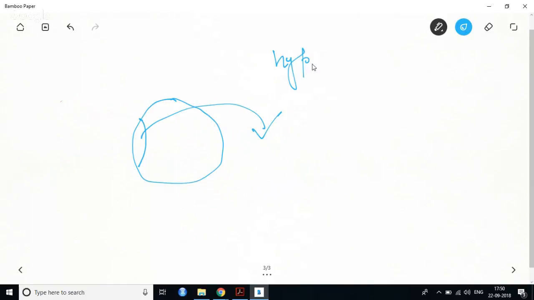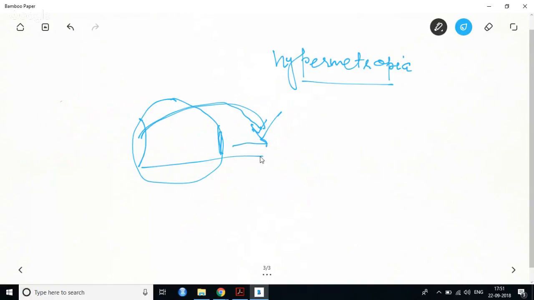In hypermetropia, suppose this is the human eye and this is the lens. Now the image is getting formed. Hypermetropia means long sightedness. It means that a person can see something which is very far, but cannot see what is very nearby to him. Why does this happen? Because instead of the image getting formed at the retina, it is getting formed at a point far beyond the retina.